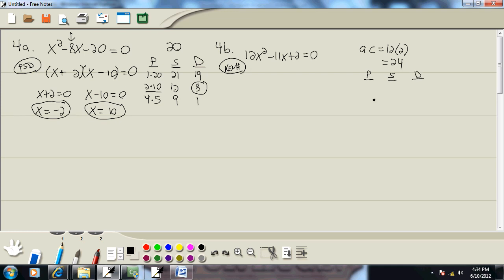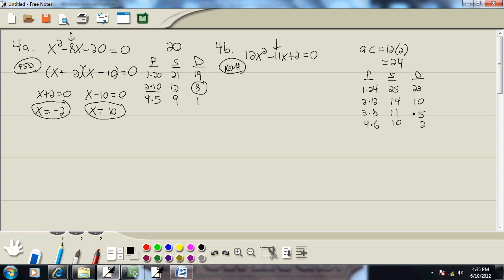And we again come up with our columns. All the products give us 24. We got 1 times 24, 2 times 12, 3 times 8, 4 times 6. Add those together. 1 plus 24 is 25, 2 plus 12 is 14, 3 plus 8 is 11, 4 plus 6 is 10. Subtract them. 24 minus 1 is 23, 12 minus 2 is 10, 8 minus 3 is 5, 6 minus 4 is 2.